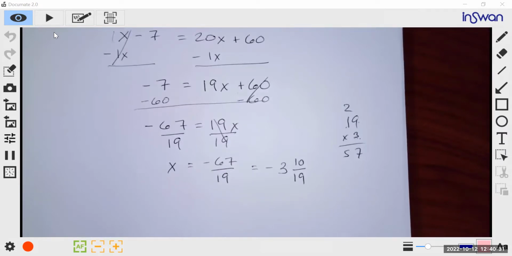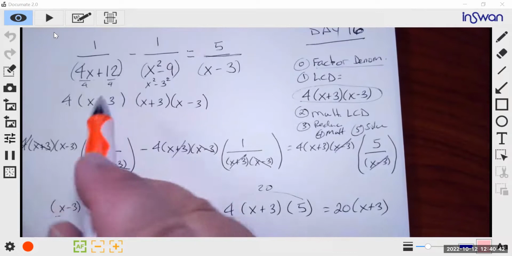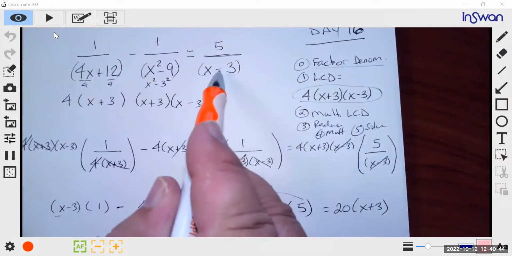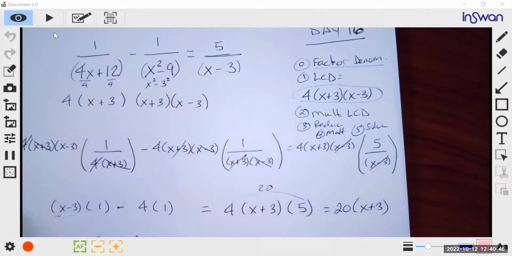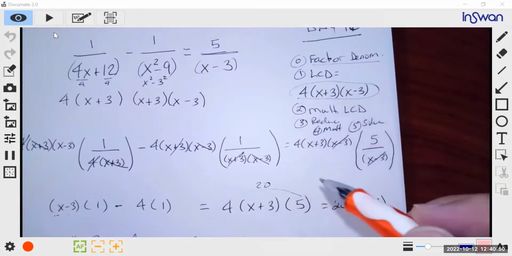Is it a valid answer? How do we know? Well, you could check, but remember last time I told you a shortcut. We could look at the original equation and set these equal to 0 and see, because we have our LCD. What are the only x's we cannot use?